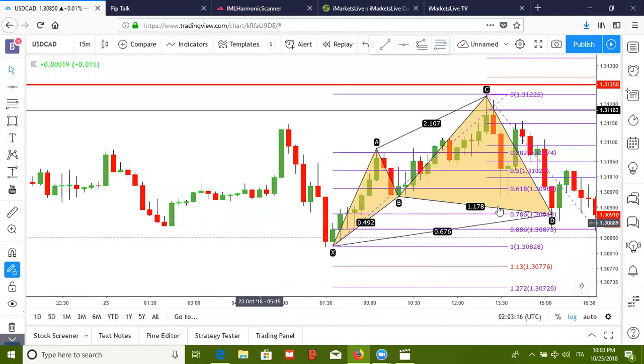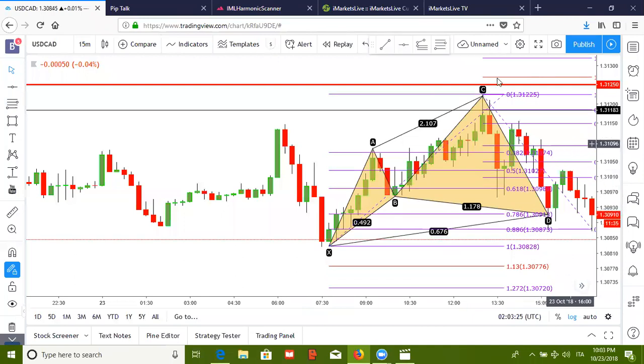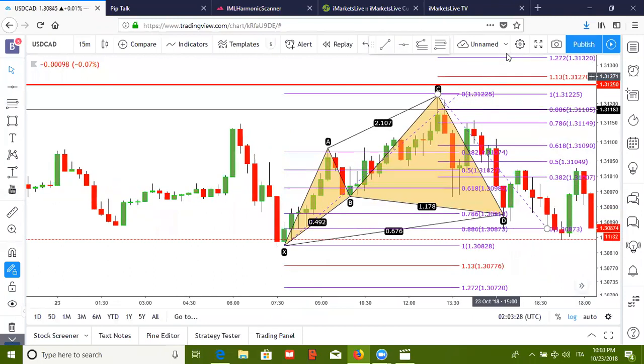And look what we have, the 78.6 right here. I have my pending order set right there. I know what my target 1 should be, the 38.2, and my target 2 should be the 61.8. That's how you know when to enter the trade. It's very, very simple. Trust me.